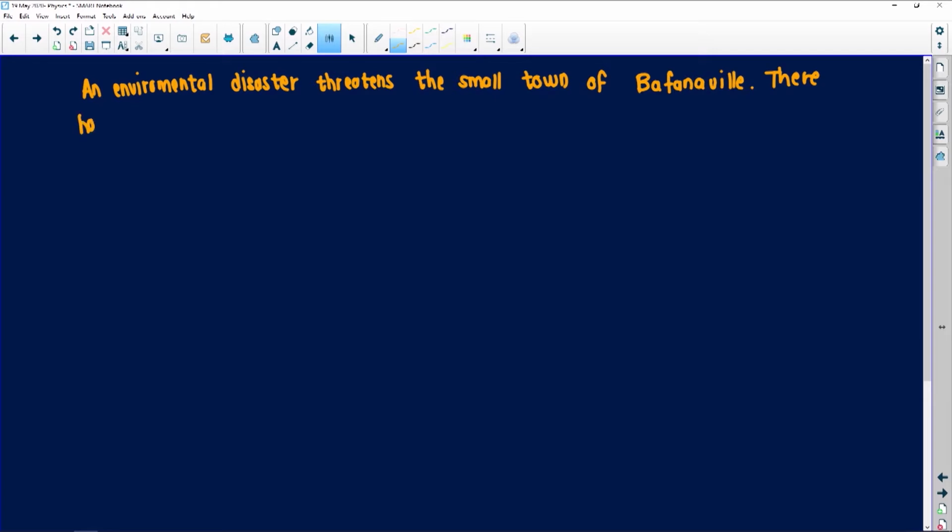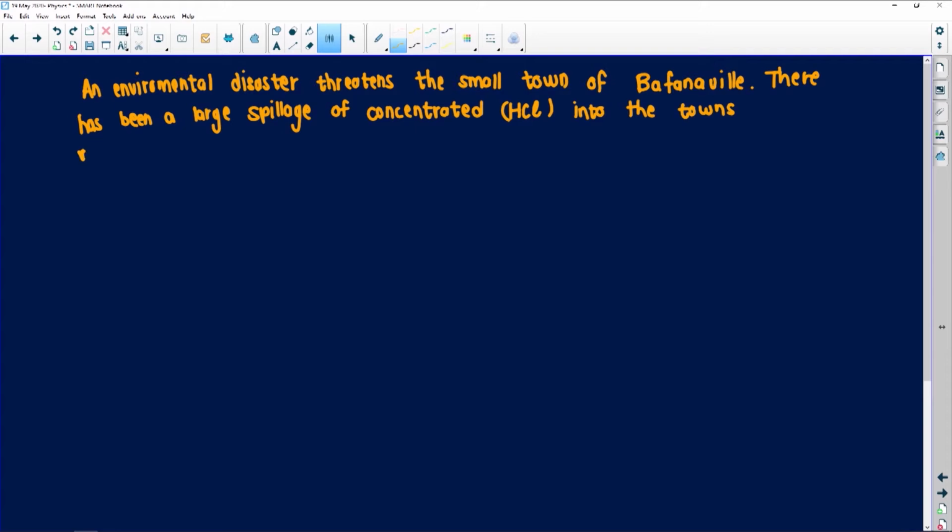There has been a large spillage. Remember, when we talk about spillage, it is when something accidentally falls in or where it's not supposed to. Spillage of concentrated hydrochloric acid, which is HCl, into the town's water storage. Oh, now we've got HCl.